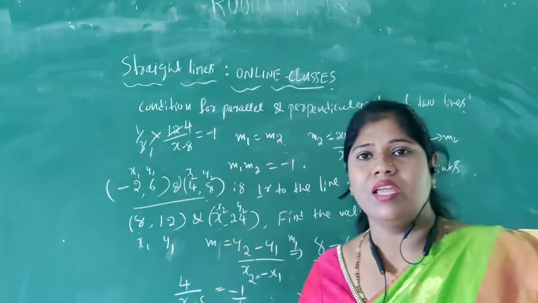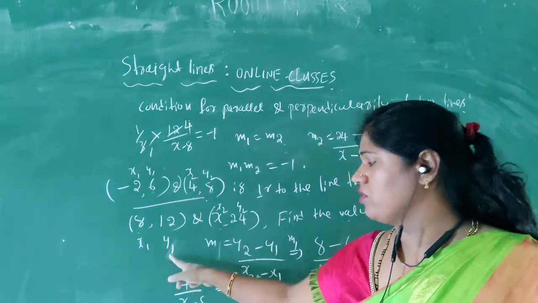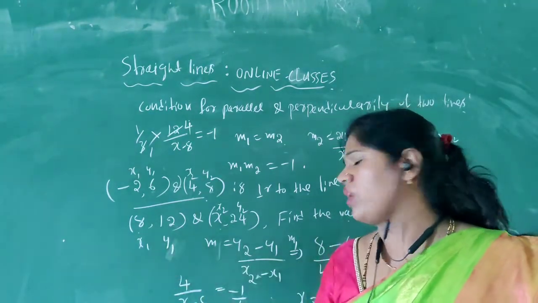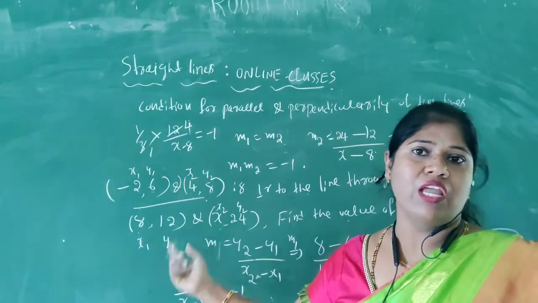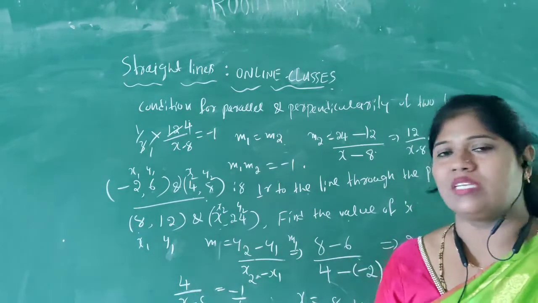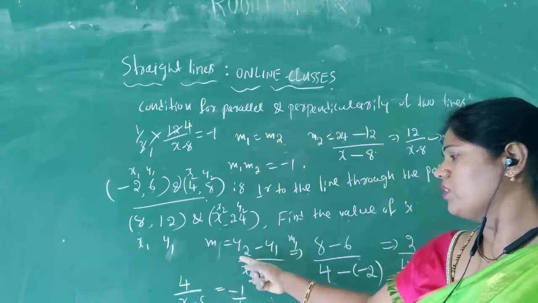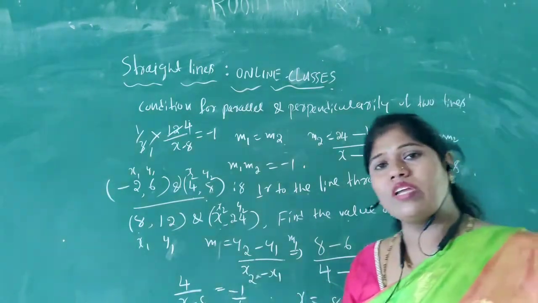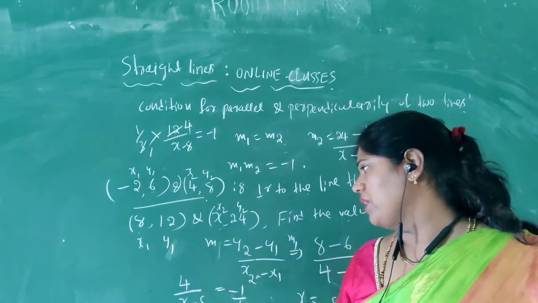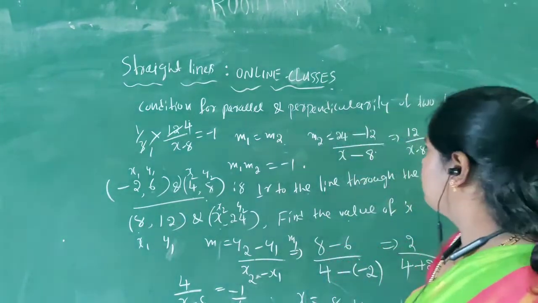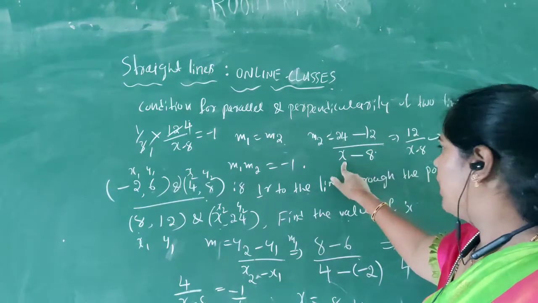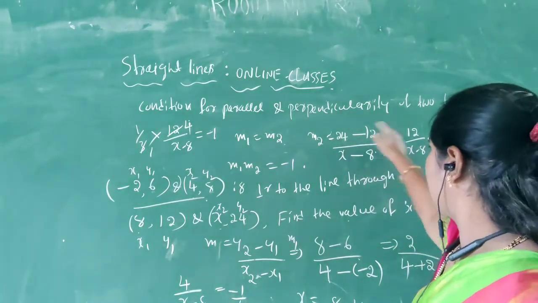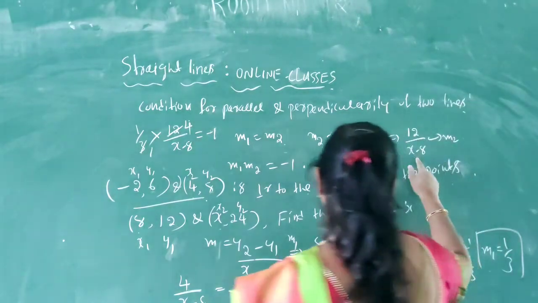Similarly, what will be the next slope? That is for the points (8, 12) and (x, 24). These are the vertices for finding the slope m2. m2 is equal to y2 minus y1 divided by x2 minus x1, which is equal to 12 divided by x minus 8.